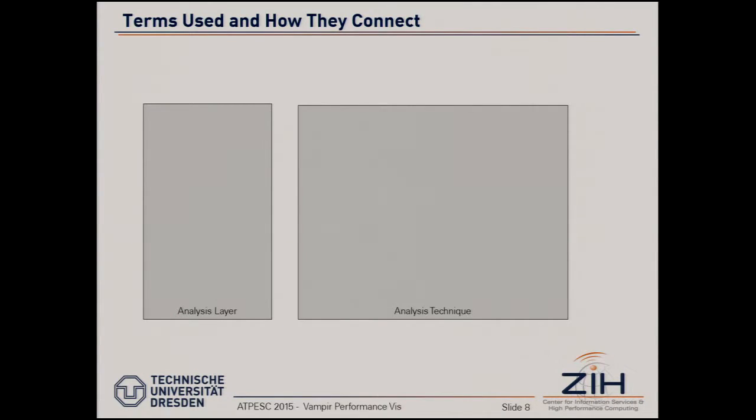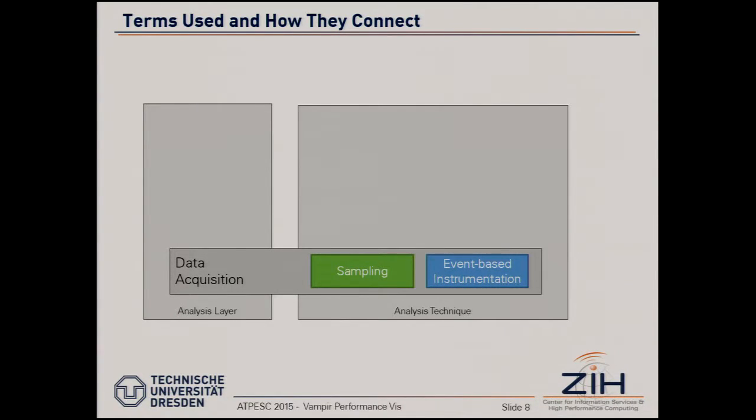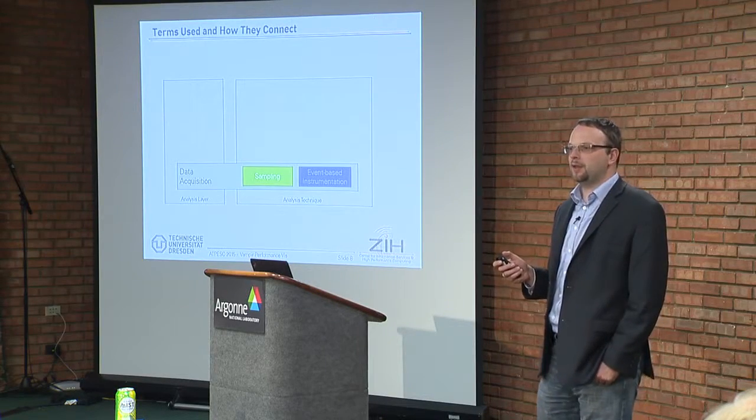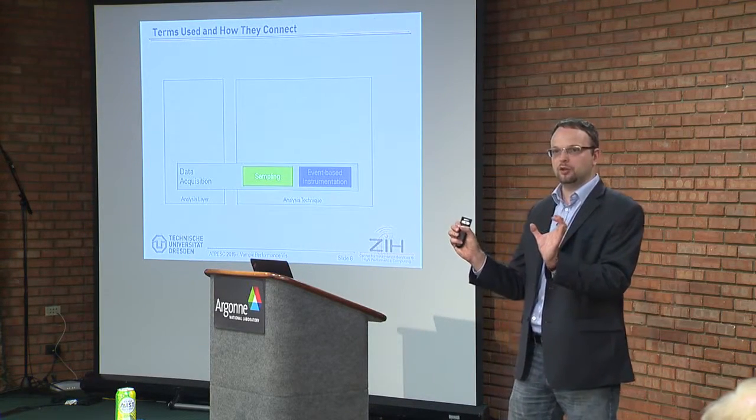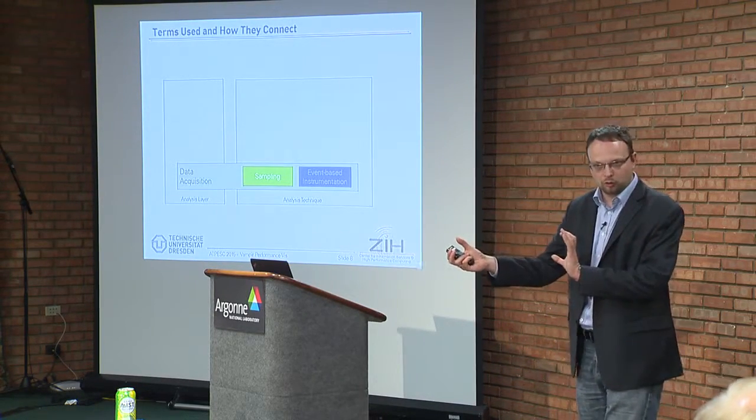Now, a little bit more performance analysis 101, because there are a whole bunch of terms that are sometimes used incorrectly. So this is how I'm going to use them. There are data acquisition techniques when you do performance analysis. One of them is sampling. The other is event-based instrumentation. This is basically how you get data out of the application. The one is kind of push, the other one is pull.